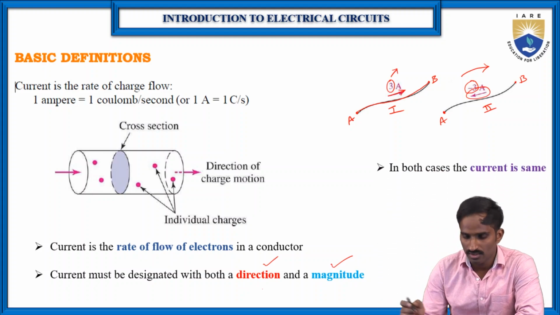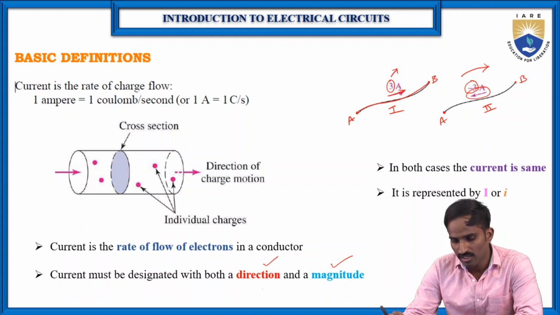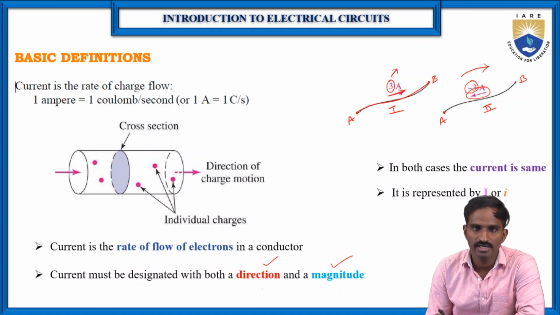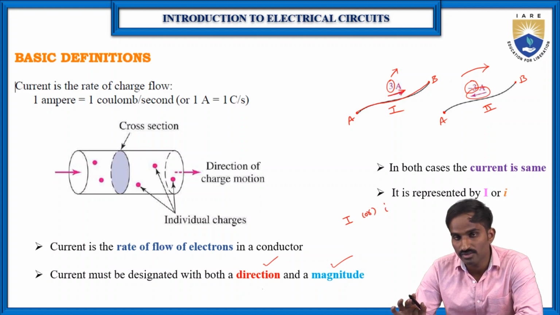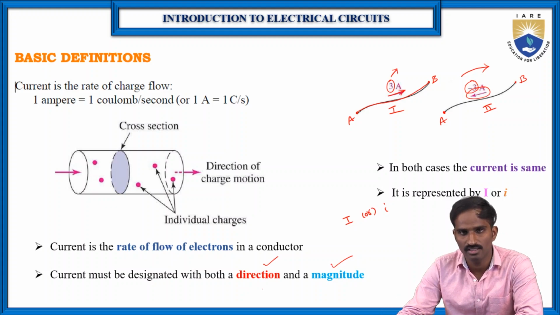In both cases the current is the same, which is 3 amperes. And how is current represented? It may be the capital I or the small i. Here I am not going to discuss whether it is DC or AC, just current in both cases. So current can be represented by either small i or capital I.